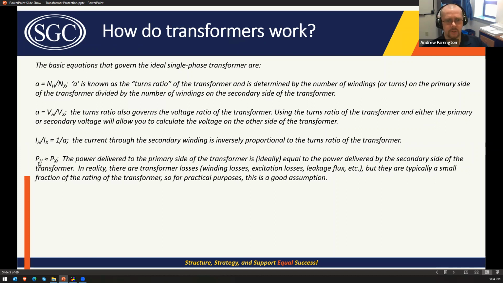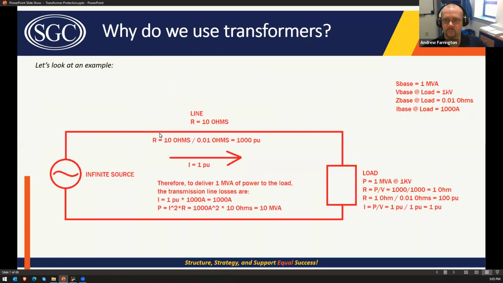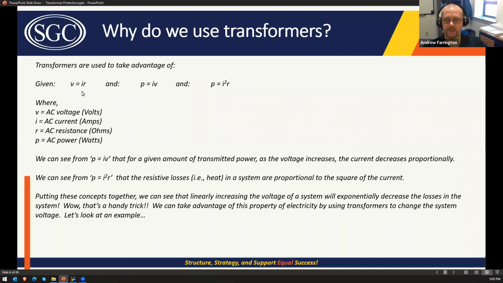Because the power in and the power out are equal, we can take advantage of that and do some really cool things. That's the primary reason that transformers are used in the power system. Because the power delivered to the primary side and the secondary side of the transformer are equal, we can take advantage of some other properties of Ohm's law.